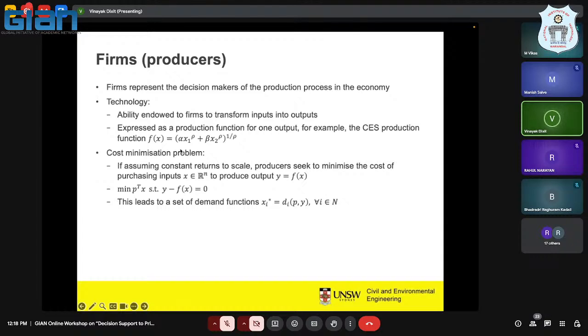So the household has a problem of utility maximization, and firms have the problem of cost minimization. They're trying to minimize their cost, because if they're trying to produce some amount, they want to minimize the cost. To produce an output, y is equal to f(x), so they have to produce this. That is a constraint. They're trying to minimize the sum of the prices associated with each of the commodities going in as an input. So this defines the demand function for the firms.